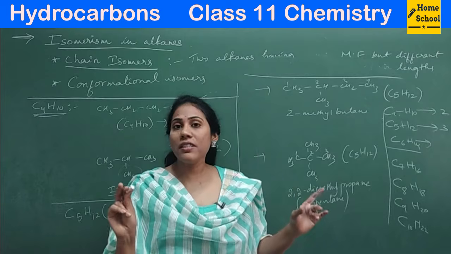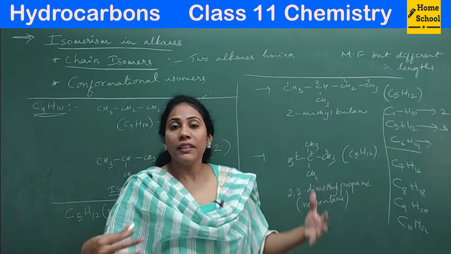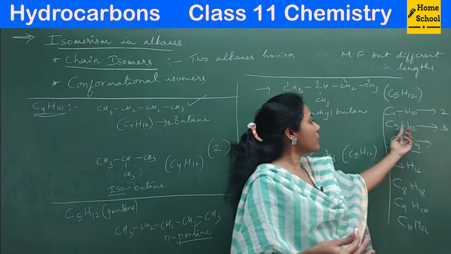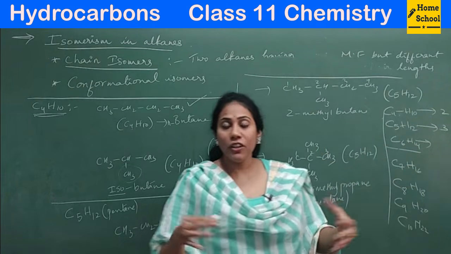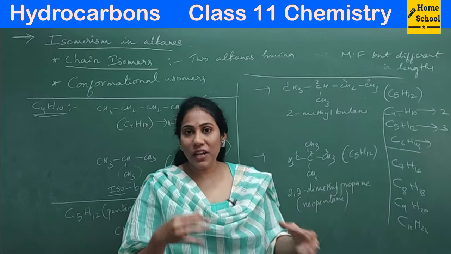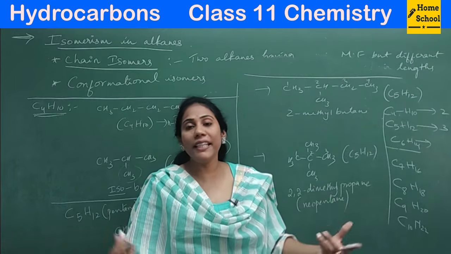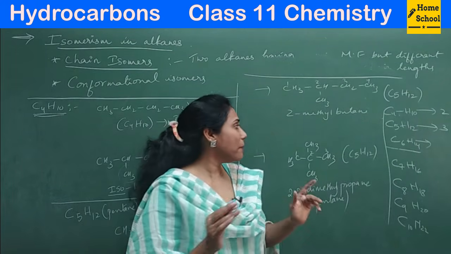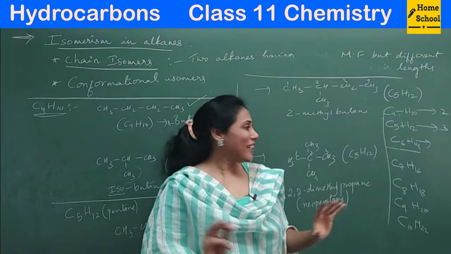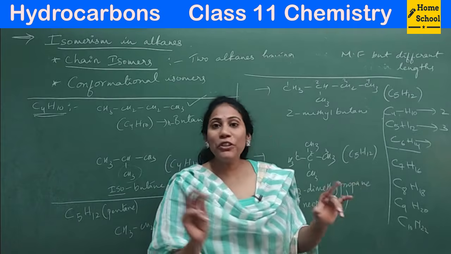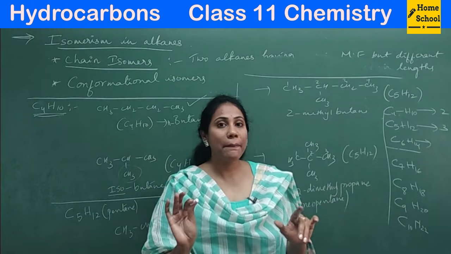Right? So you can pause the video and try in your book how many ways you can write the structures for C6H14. Check with the structures and tell me how many chain isomers are possible for C6H14. Fine. Anyway, I will give you one shortcut trick to remember.